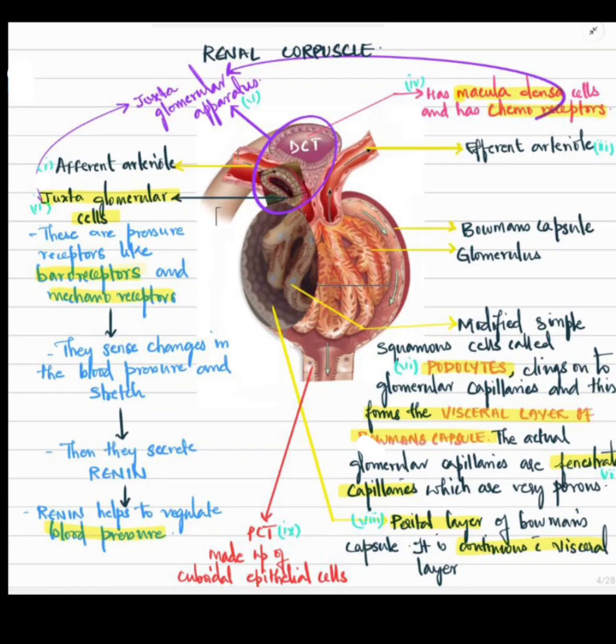Renal corpuscles. Renal corpuscles is made up of glomerulus and Bowman's capsules. Glomerulus is the tuft of capillary, and Bowman's capsule is having parietal layer and visceral layer. So let us start with our first topic, which is renal corpuscles. Let us discuss the different parts.